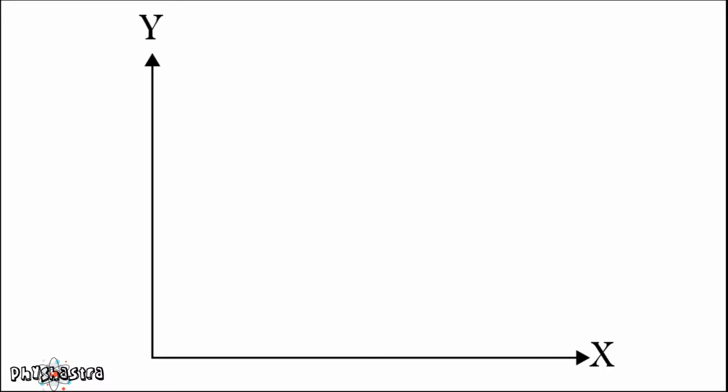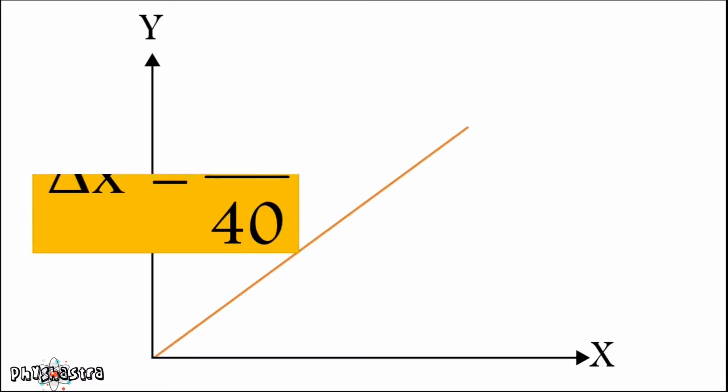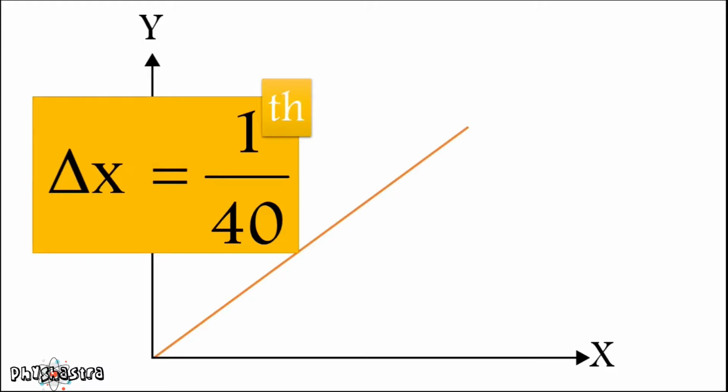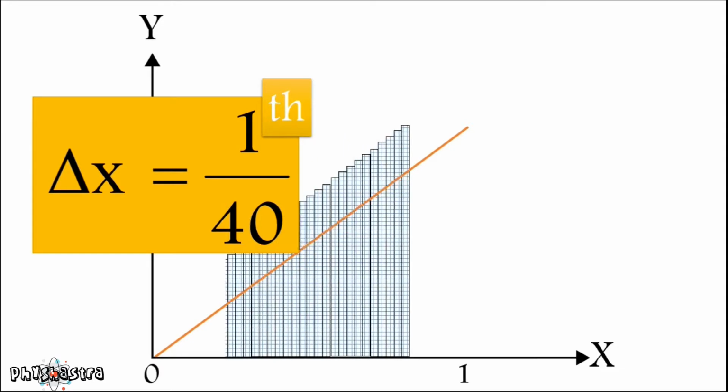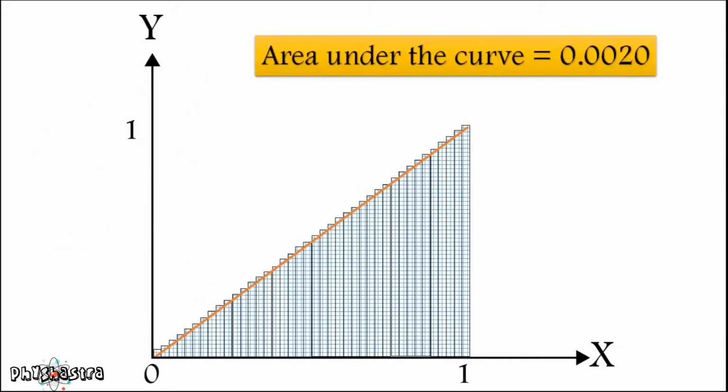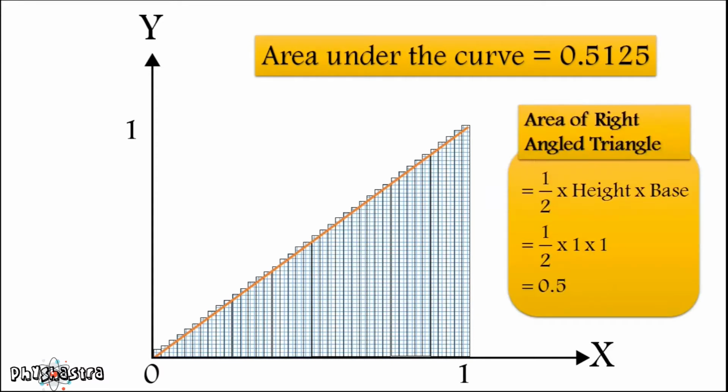You will hate it, but I have gone further and calculated for 40 blocks between 0 and 1 length. On the x-axis, that makes the width of each rectangle 1 by 40th. Wow. And when I calculate, we get 0.5125. 0.5125 guys, 0.0125 extra area to go. But if you have free time, you can go on calculating for smaller widths.